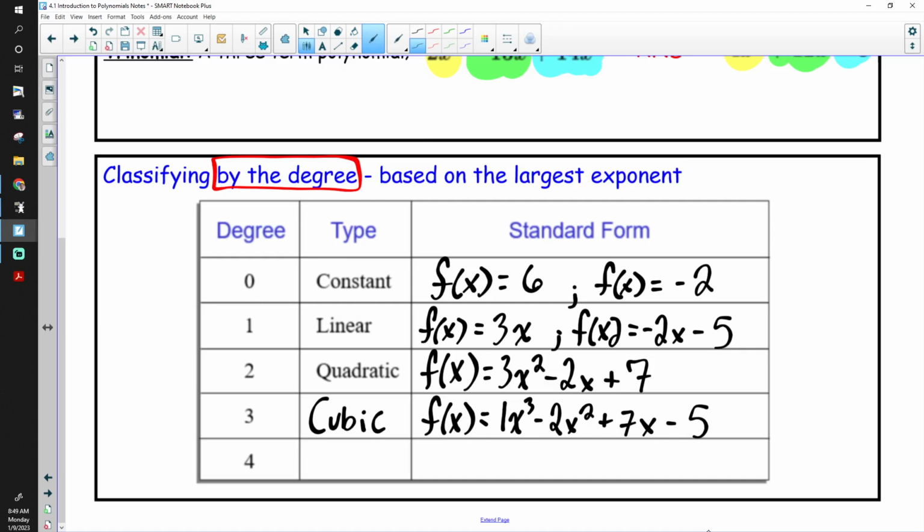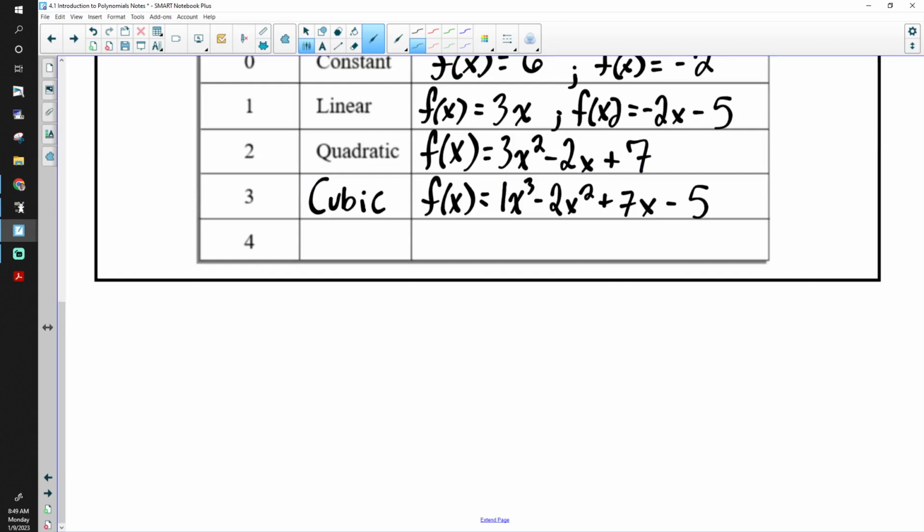Anyone know what a 4 term is called? Or degree 4? Anyone know? It's the same way the quarter got its name. It is called a quartic. Quartic polynomial. This is the last one you need to know.